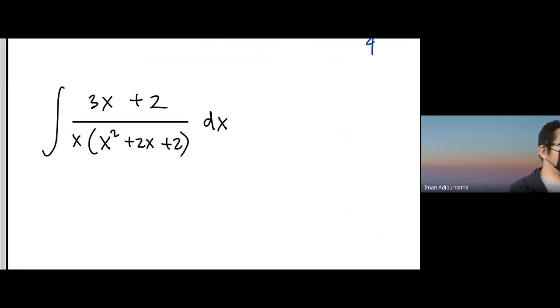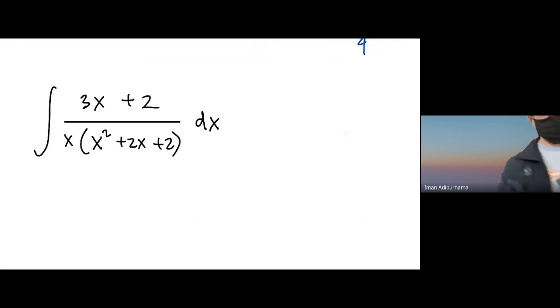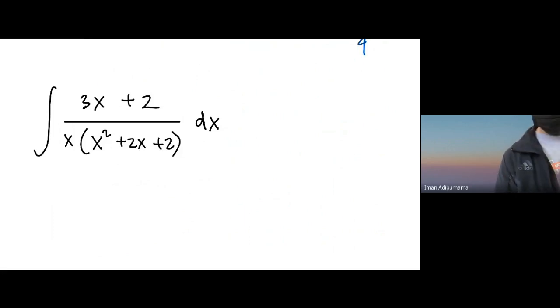Okay, the second one is a little bit, I would say, tricky. The answer is quite long. But the first clue is separating this into a partial fraction.